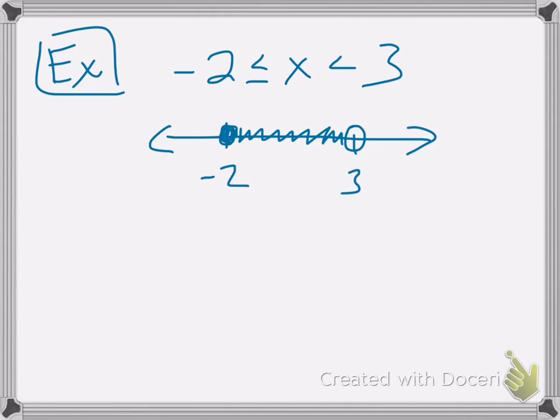All right, the interval notation would look like everything from negative 2 to 3. Smallest value has to be on the left. What symbol am I going to put on negative 2? Bracket. And here I get a parenthesis.